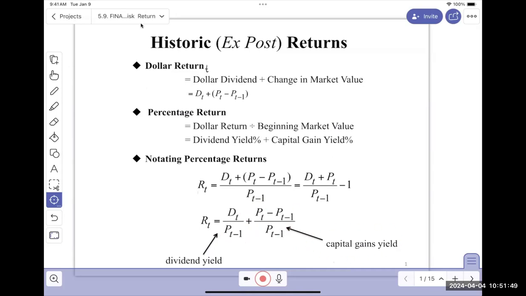Now we separate those out because it is common practice to be concerned about dividend yield. Some stocks don't pay dividends, right? And all the investors experience is a change in market value. Both of these returns are taxed. So stockholders have to pay tax, and sometimes the tax rate on dividends is different from the tax rate on capital gains. So it's common to refer to them separately.